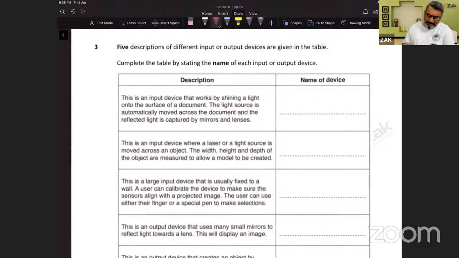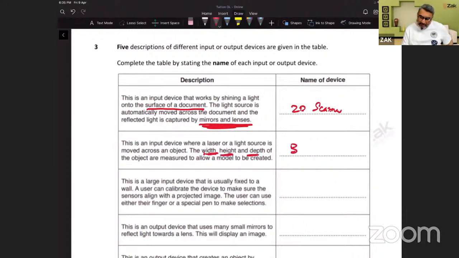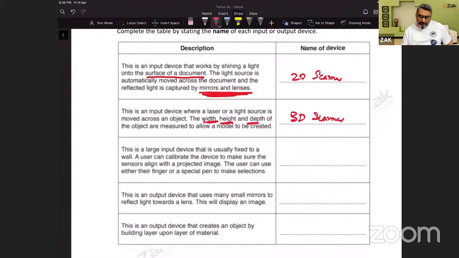This is an input device that works by shining a light onto the surface of a document. This is 2D scanner. The light source is automatically moved across the document and the light is captured using mirrors and lenses. Remember? Mirrors and lenses. I told you. This is an input device where a laser or light source is moved across the object. The width, height, and depth of the object are measured. This is 3D scanner. This is a large input device that is fixed to a wall. This is interactive whiteboard.